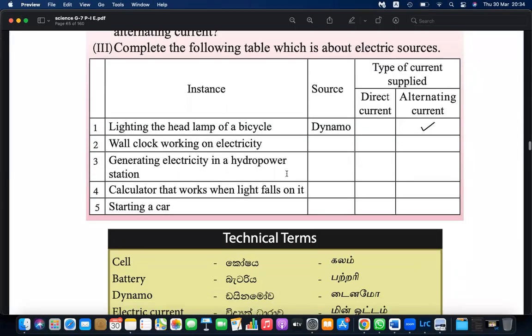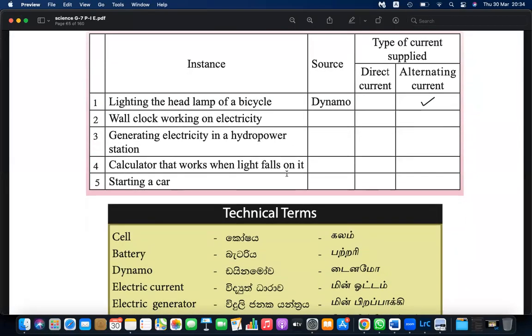Next, is that current AC or DC? AC. Yes, that is AC current.